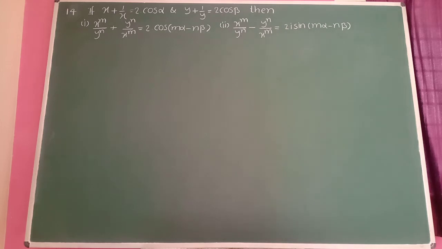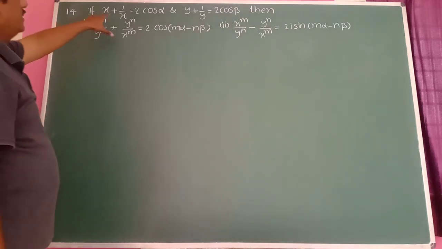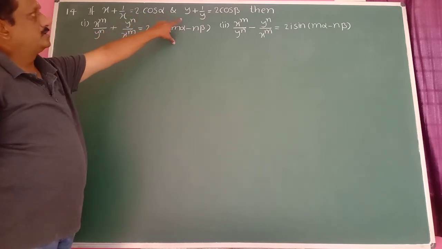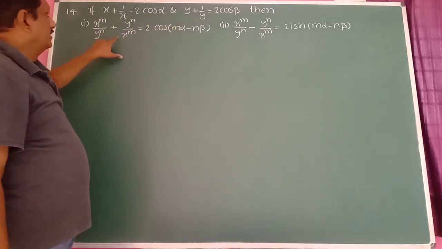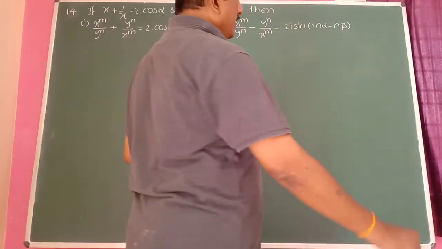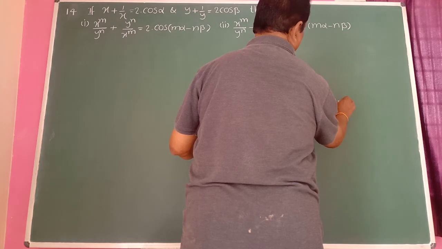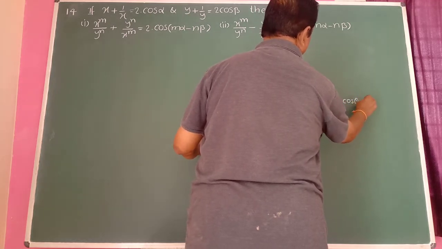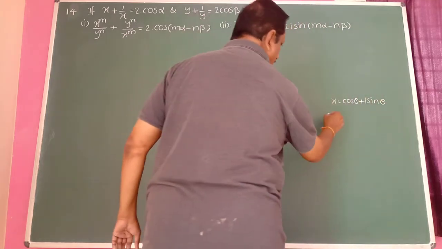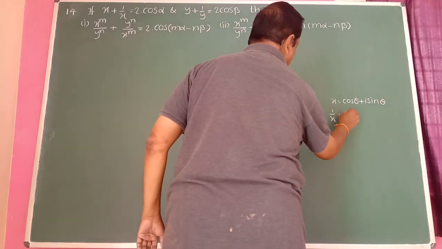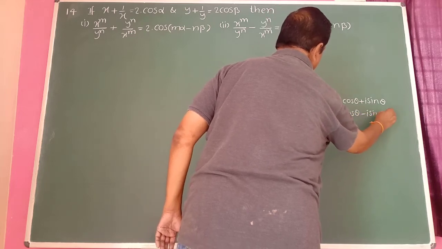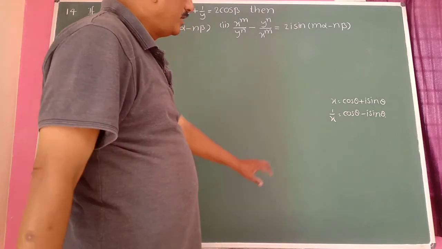In this case, if x plus 1 upon x is equal to 2 cos alpha and y plus 1 upon y is equal to 2 cos beta, then these are the two required results here. You already proved here, suppose if x is equal to cos theta plus i sin theta, then its reciprocal becomes 1 upon x is equal to cos theta minus i sin theta. In the beginning only you already proved this.